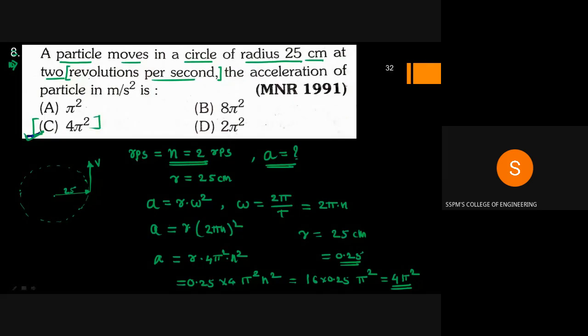Okay. So you should know this formula of RPS means small n. Then omega is equal to 2 pi upon t or 2 pi into n. And acceleration is equal to r omega square. Okay. Correct option is 4 pi square, option C.